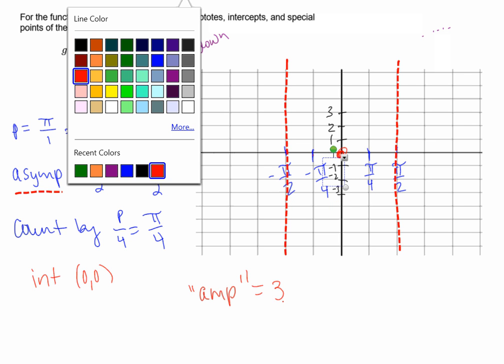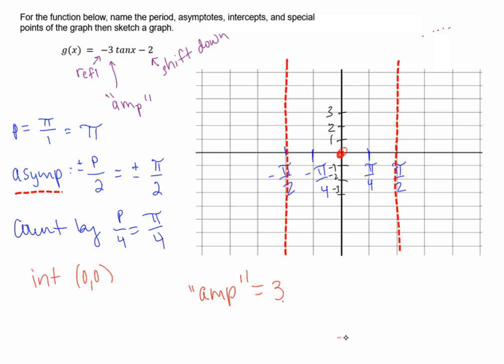So for our special points, you go to this next marking on the line, negative pi over 4. For tangent, you would go down 1, 2, 3 and put your special point. And then on the other side, it would be up 1, 2, 3 and put your special point, and then do your asymptotes and draw your graph and all that stuff. But it's been reflected.